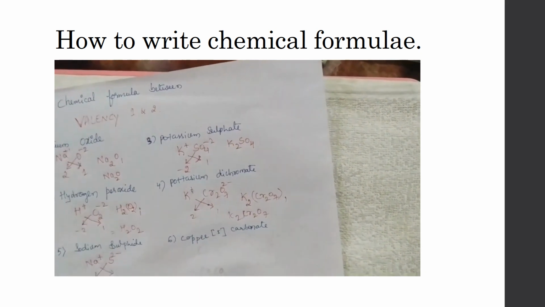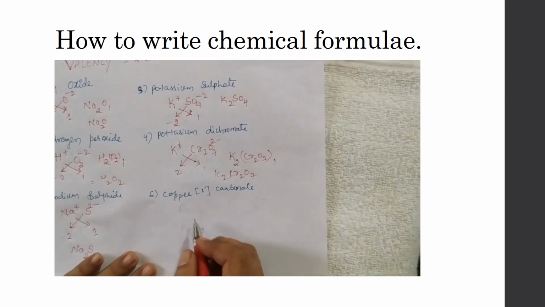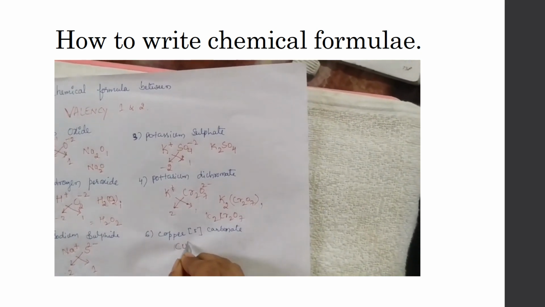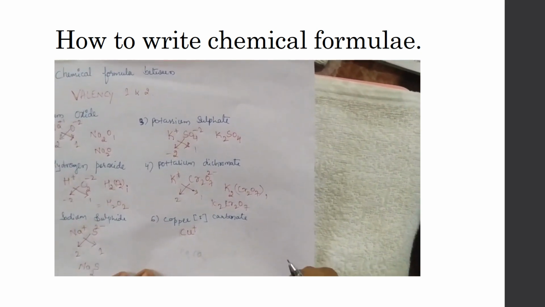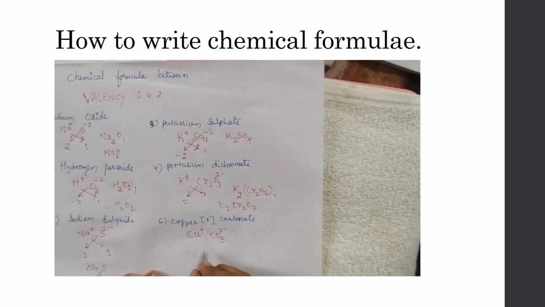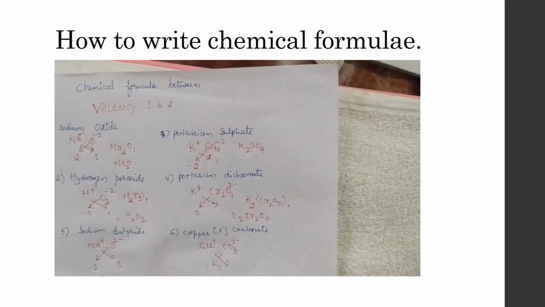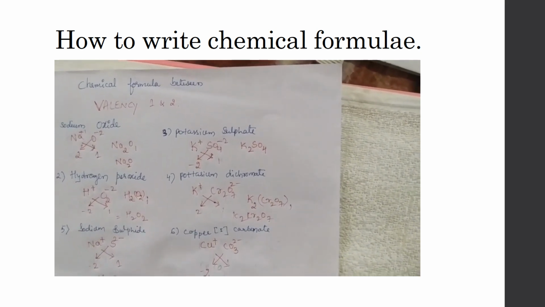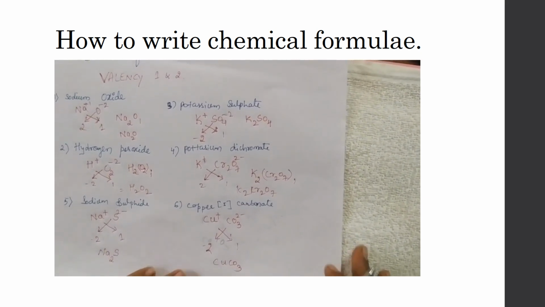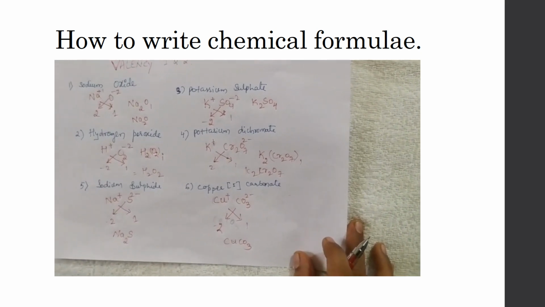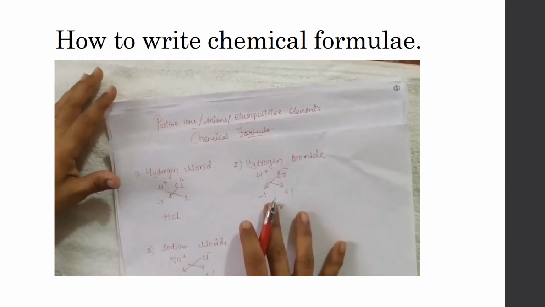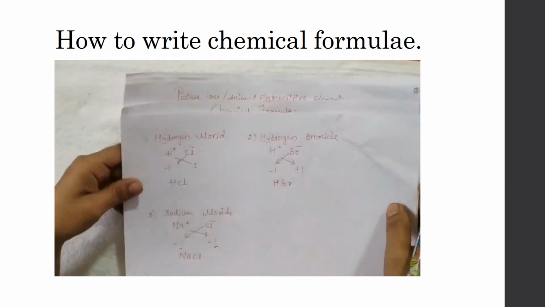Next, copper carbonate. We know the formula of copper, that is Cu plus. What about carbonate? Yes, CO3 minus 2. Now again we will exchange these valencies and we can write the formula like this. CuCO3 is the formula for copper carbonate. Like this, we have to write the chemical formulae for monovalent and divalent.